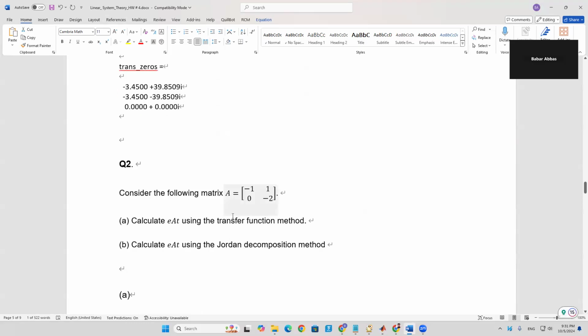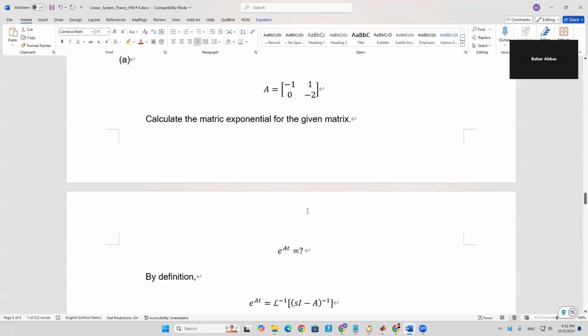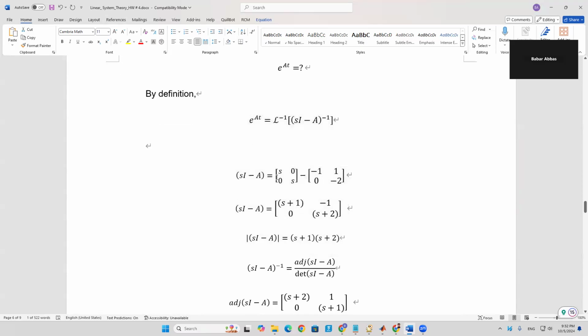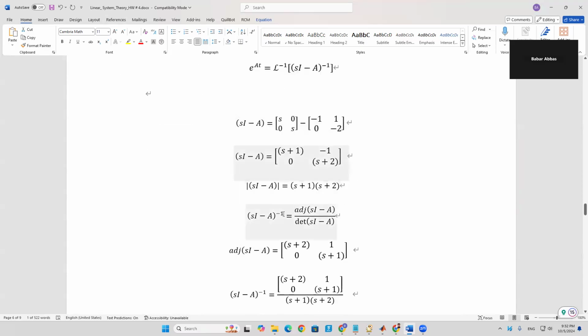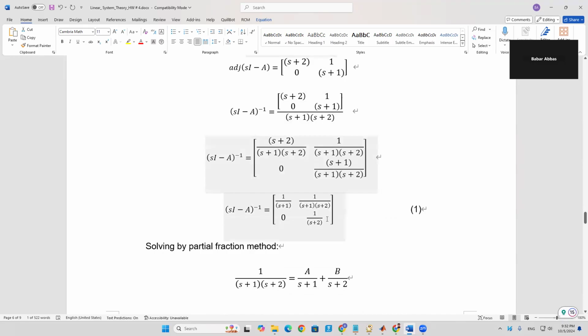Now question number 2 says the A matrix is given. Calculate e to the power At using the transfer function. This is a matrix exponential, by using the Jordan decomposition method and the transfer function method. So in the transfer function method, e to the power At, by definition, is the inverse Laplace transform of (sI minus A) inverse. First we will find sI minus A. This is sI minus A. And then by calculating (sI minus A) inverse, that is equal to adjoint of (sI minus A) over the determinant of (sI minus A).